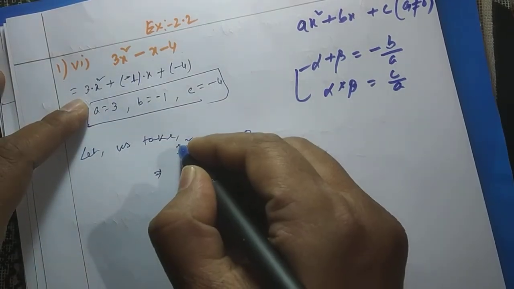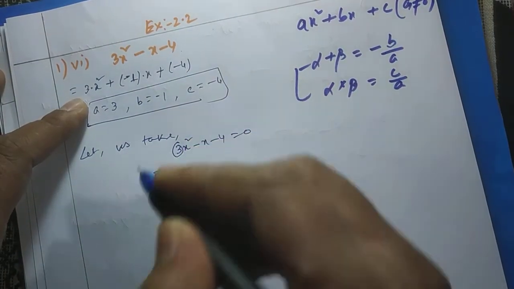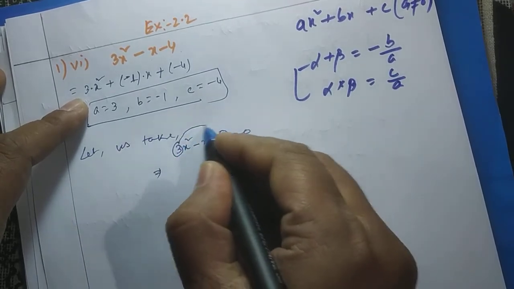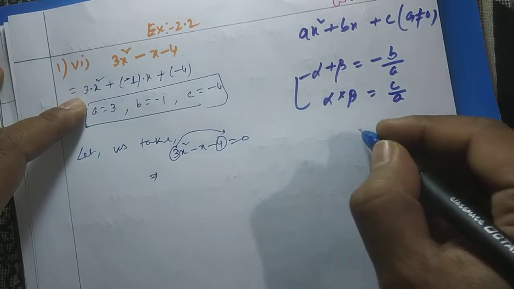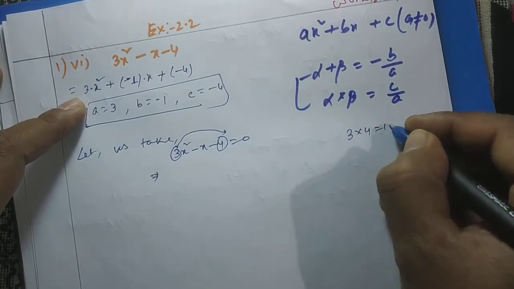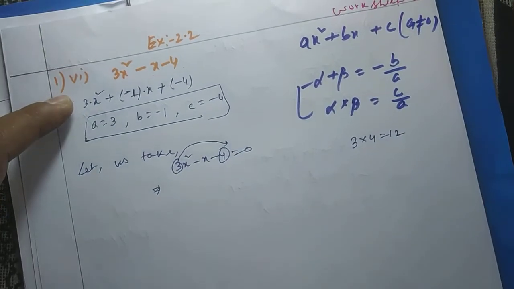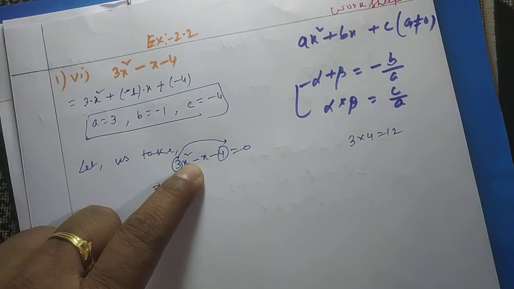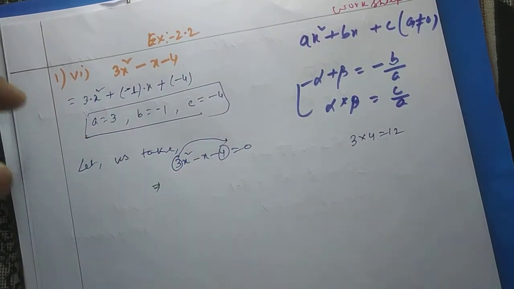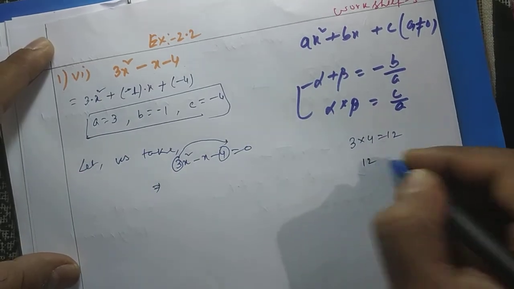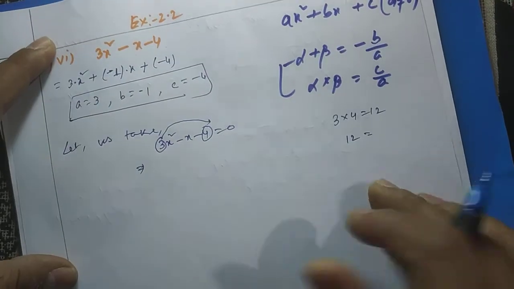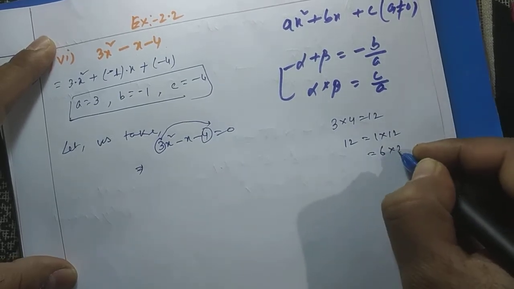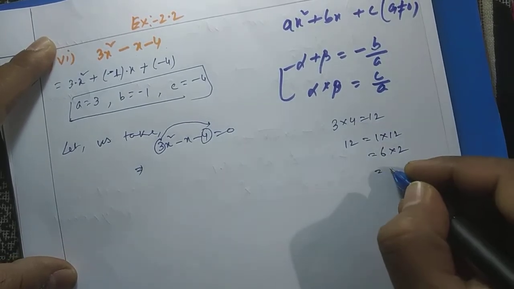Here the coefficient of x² is 3. And here the constant part is 4. Now multiplying 3 and 4, it becomes 12. Now we have to split 12 in such a way that we shall be getting −1 in the middle. Correct? Now this 12 can be factorized as 1 into 12, 6 into 2 and 3 into 4.